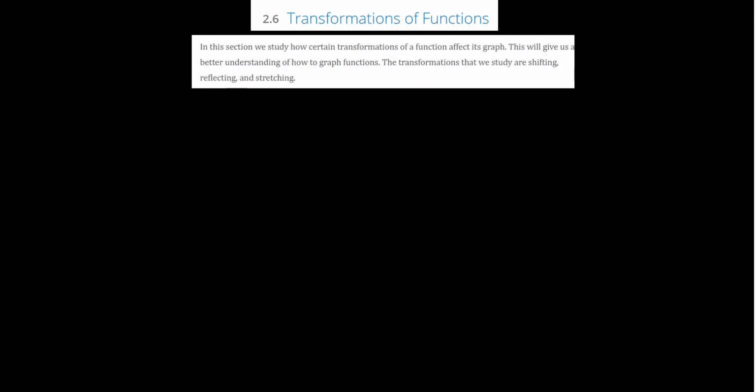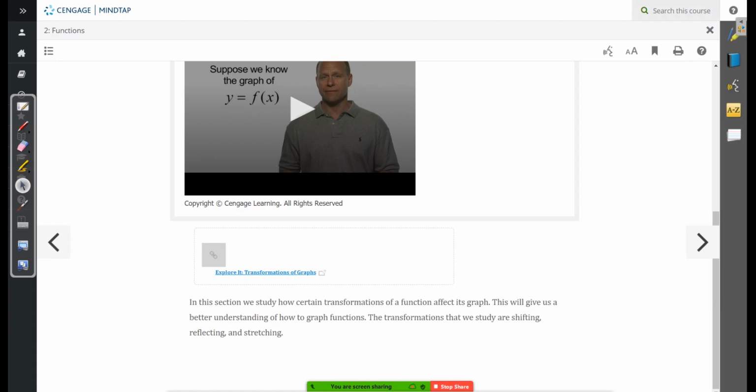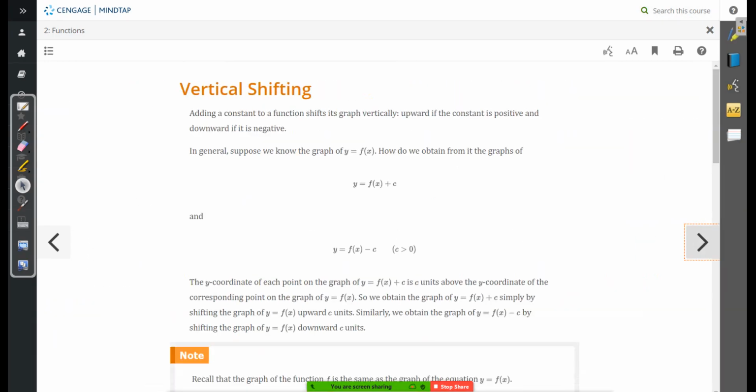Alright, so in this section we study how certain transformations of a function affect its graph. This will give us a better understanding of how to graph functions. The transformations that we study are shifting, reflecting, and stretching. So let's start with the easiest, vertical shifting.